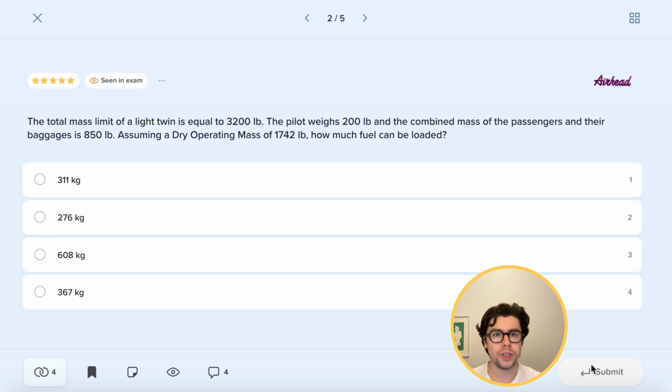And for our question number 2, the total mass limit of a light twin is equal to 3,200 pounds. The pilot weighs 200 pounds and the combined mass of the passengers and their baggage is 850 pounds. Assuming a dry operating mass of 1,742 pounds, how much fuel can be loaded? So this question seems very straightforward and easy. However, there is a little trick or a trap within that I wanted to address.